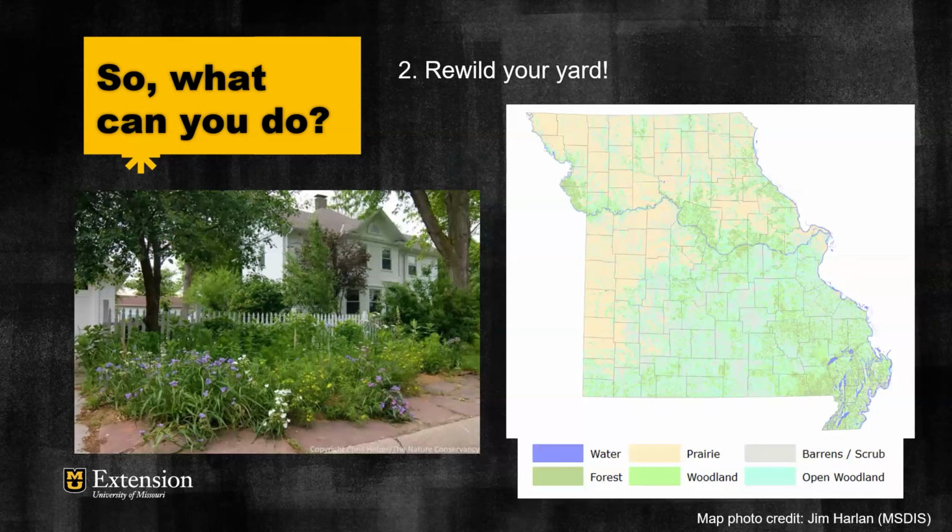If you're feeling kind of wild and you are open to just totally destroying your lawn, there's this big movement right now that some of you might already be a part of, which is rewilding your yard. I like to think about what the vegetation in our area looked like before colonization happened. What was the vegetation like? So I pulled up this map from MSDIS where we can see the historic vegetation of Missouri. So a lot of the state had prairie, some parts of the state had forest or woodland, and then we also had some barrens or scrub.